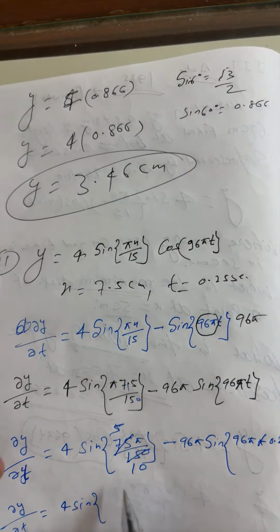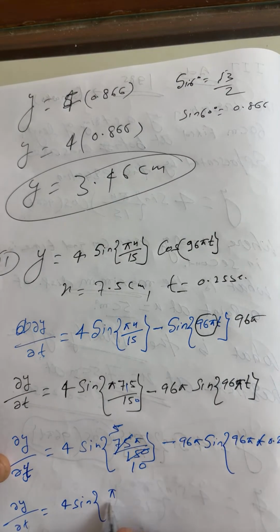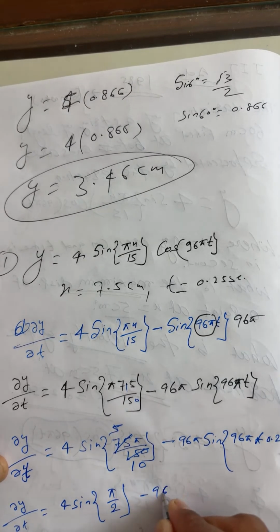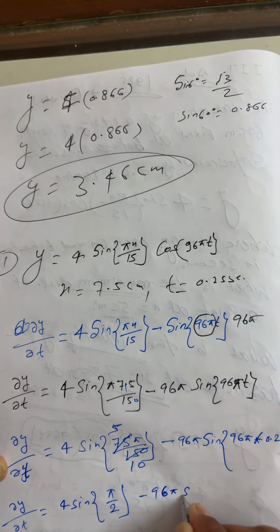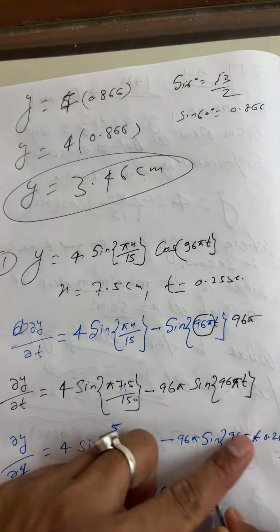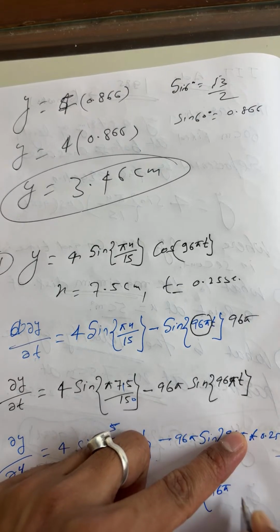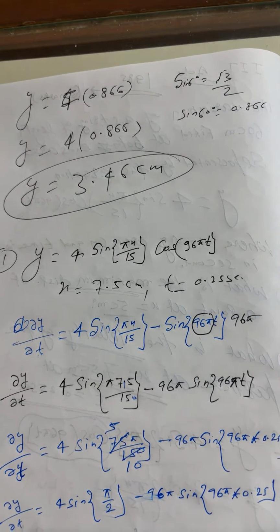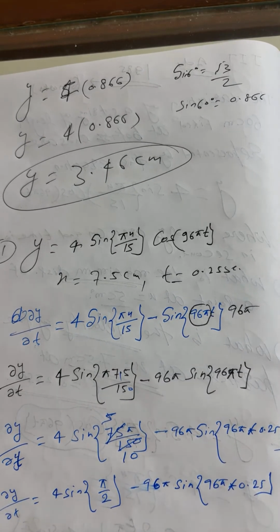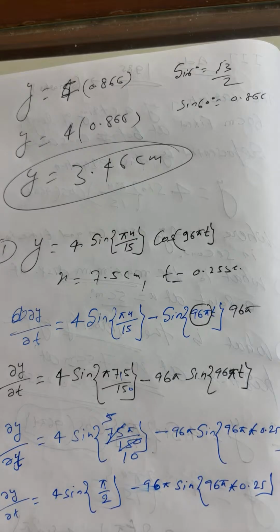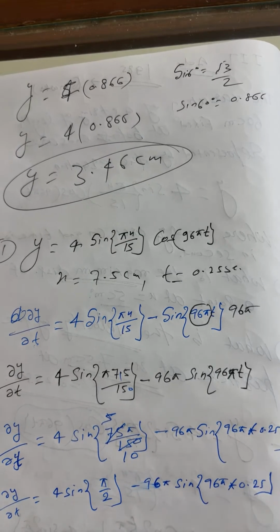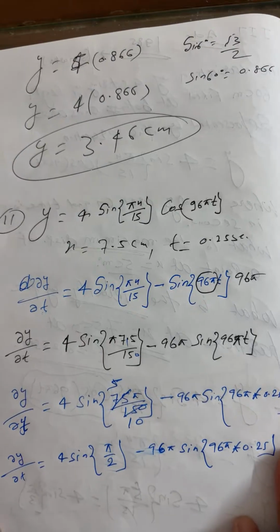This is what is coming with sine pi by 2 minus beta g. You can write 96 pi into beta 0.25. So finally, what answer will we get here? No need to solve further. If you remember the class concept, that is the basic mathematics, my dear.